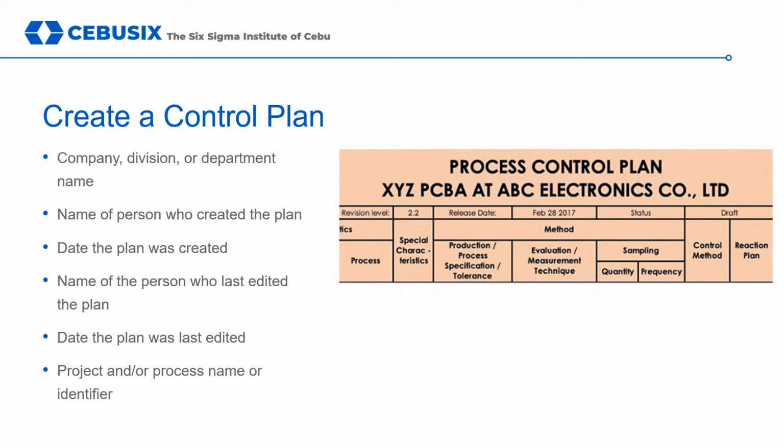In creating a control plan, we need to include certain pieces of information, such as the company, division, or department name, the name of the person who created the plan, the date the plan was created, the name of the person who last edited the plan, the date the plan was last edited, as well as the project and/or process name or identifier.